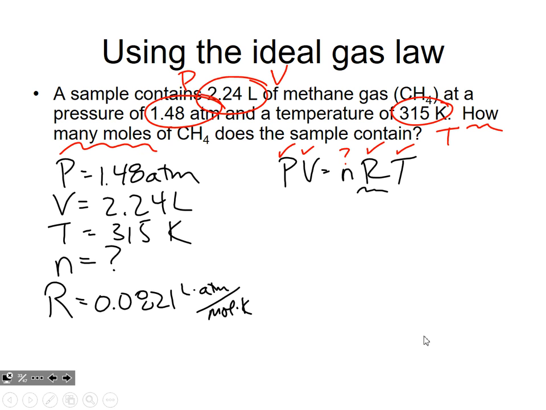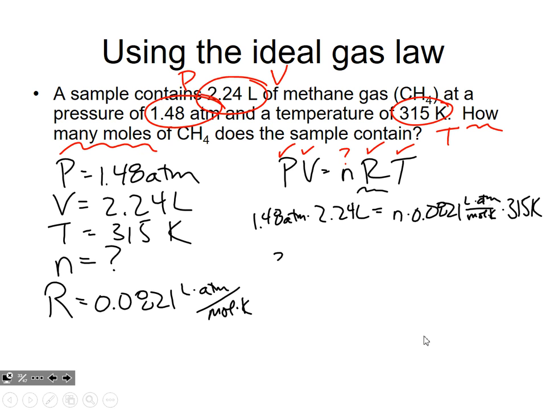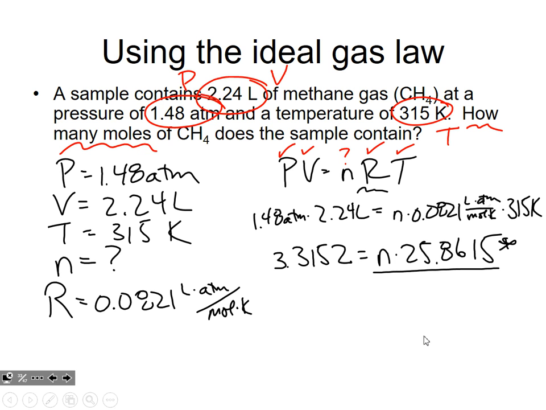So that's all you've got to do with PV equals nRT. Just plugging everything in: 1.48 atmospheres times 2.24 liters equals n times 0.0821 liter atmospheres per mole Kelvin times 315 Kelvin. Multiplying the stuff together on the same side, I get 3.3152 equals n times 25.8615. At this point, if I want to solve for n, I'm going to have to divide by the thing that n is being multiplied by. So divide both sides by 25.8615.